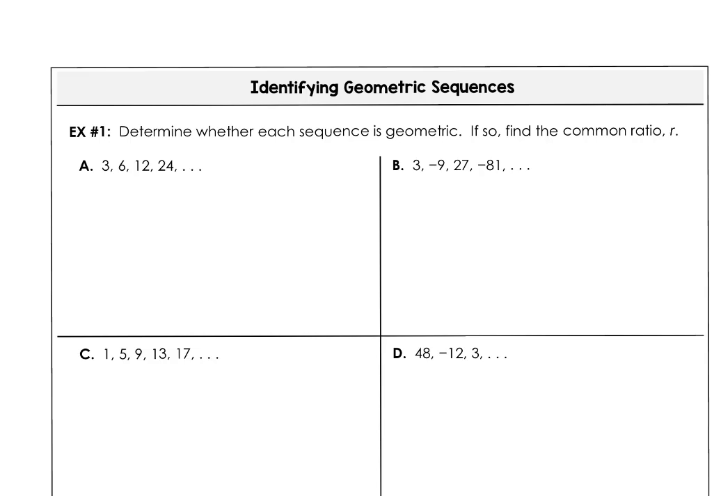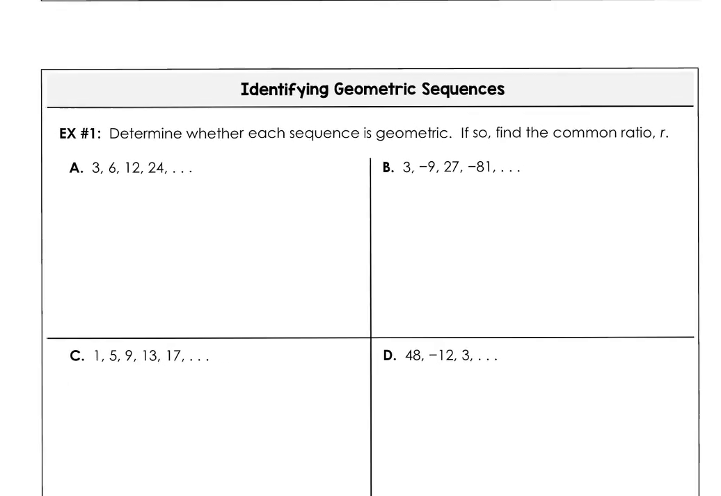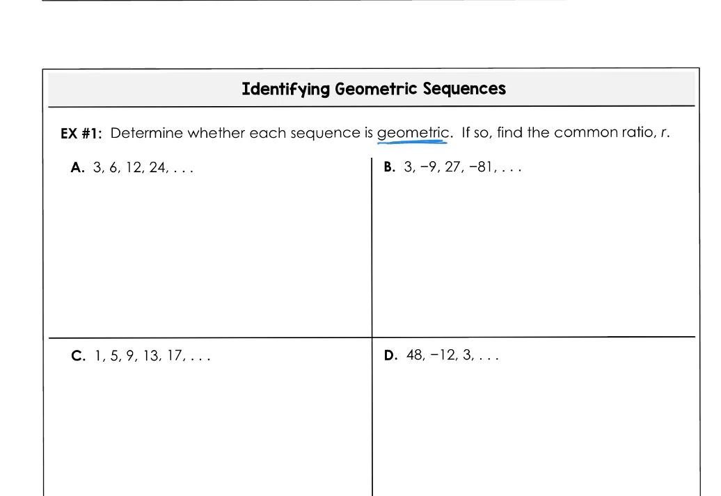Let's look at determining whether each sequence we're given truly is geometric or not. In the first case, 3, 6, 12, 24, it seems that this would be a geometric sequence since the ratio 6 divided by 3, 12 divided by 6, that ratio is 2. And if we practice using that rule for the explicit rule, a sub n is a sub 1 times the ratio to the n minus 1 power, you can see we could write the rule for this sequence as 3 times 2 to the n minus 1 power.